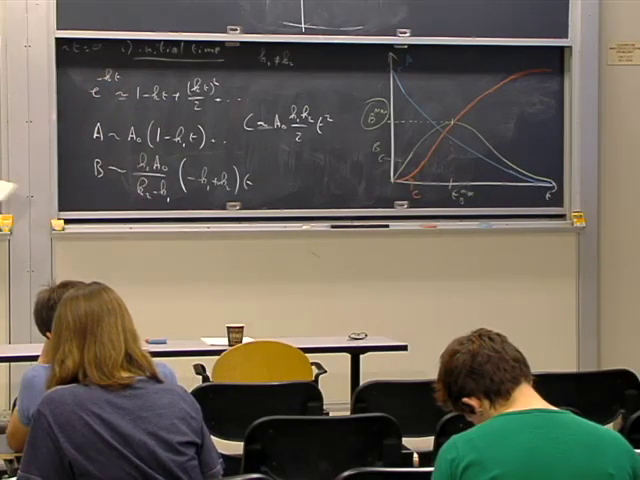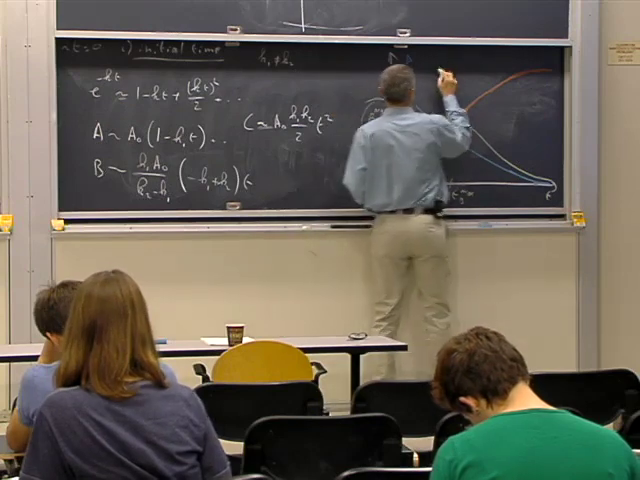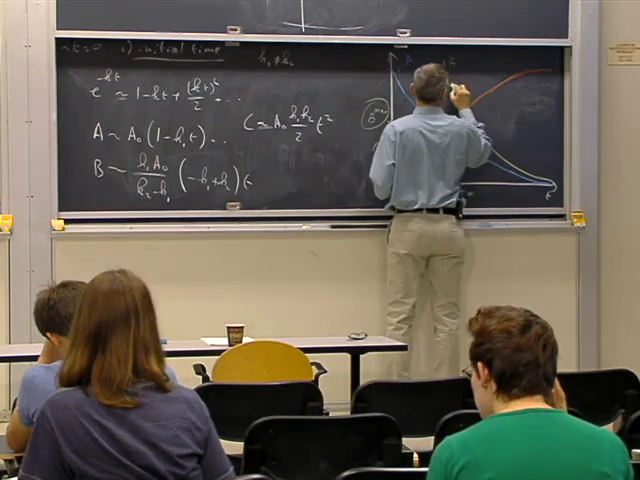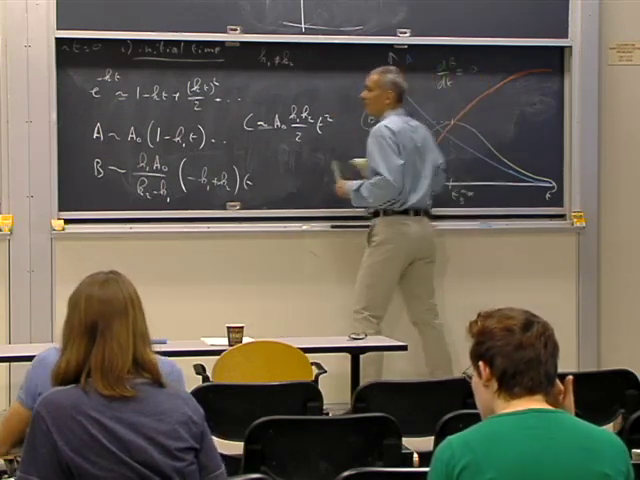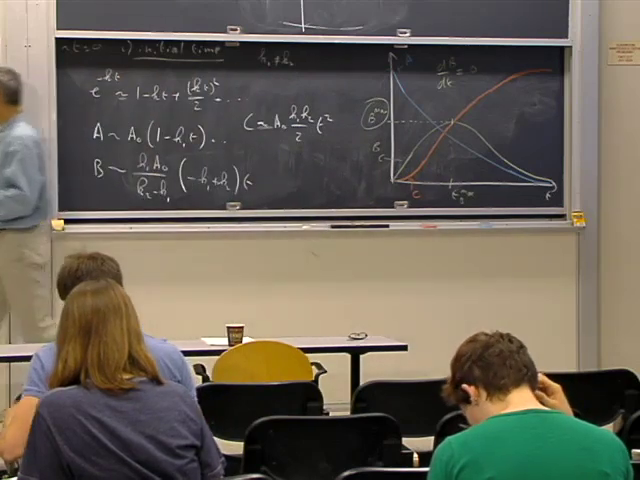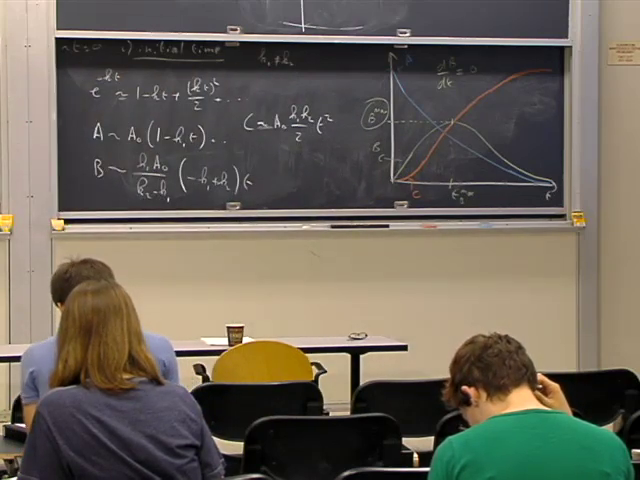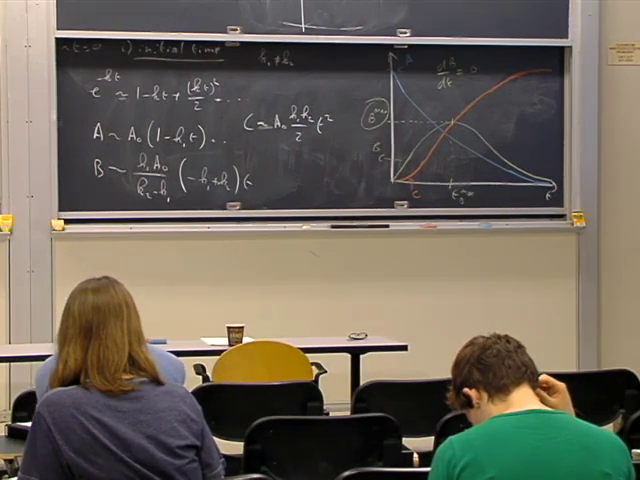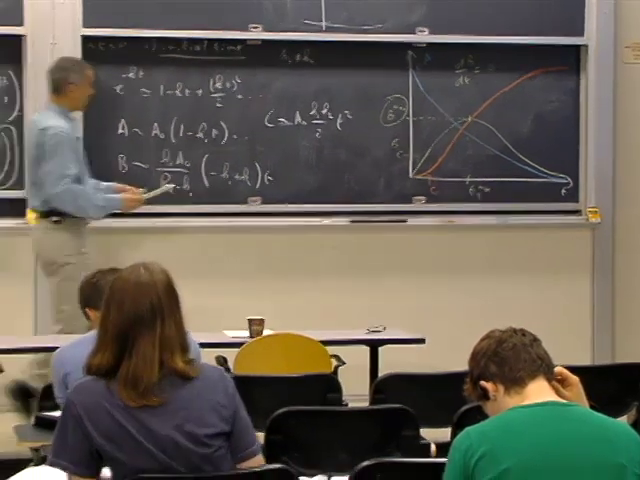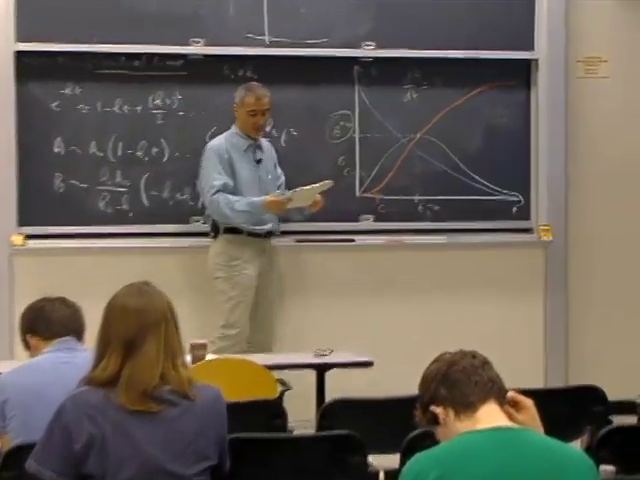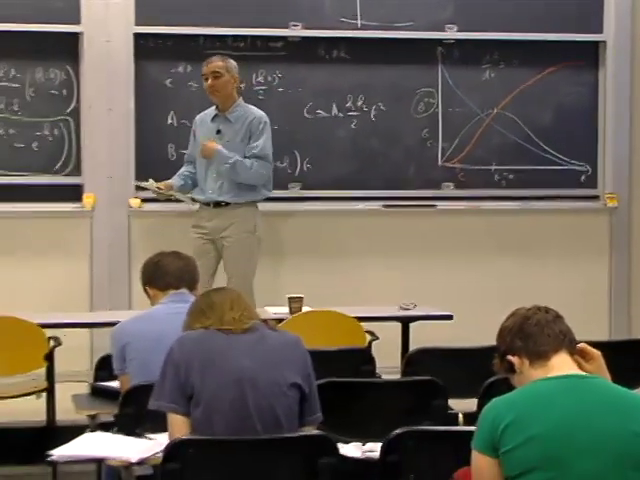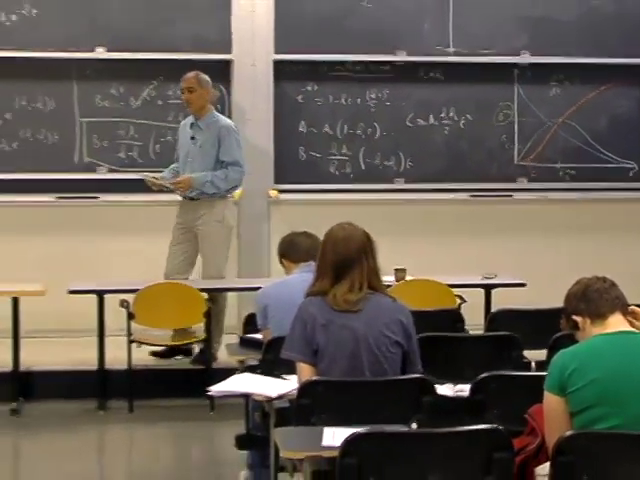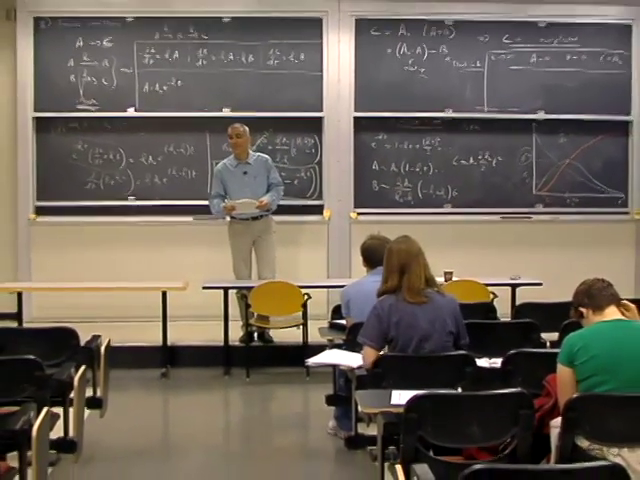And how do you solve that? You set dB/dt equal to 0. You have your equation for B right here, you set it equal to 0, and you solve. You get your maximum time, which is made up of rate constants. You get your maximum concentration, which is also made up of rate constants. And you can get rate constants out of this. Question?